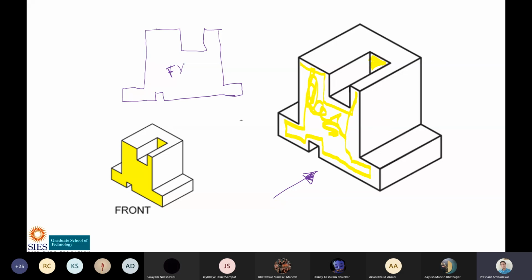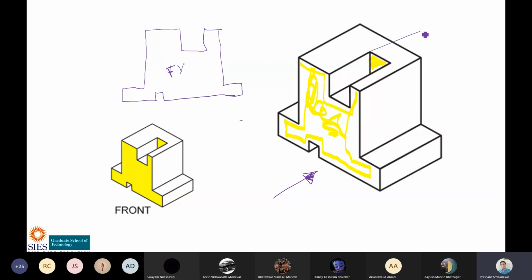Hello, sir. I have a doubt. Yes. Sir, the upper yellow part, we won't draw it in the front view. This one, you are talking about this one? Yes, sir. It will be drawn. Yes, correct. So is this front view correct? Sir, no. One line will come here up. Exactly. Sir, one line here also. Exactly. So this is the front view.